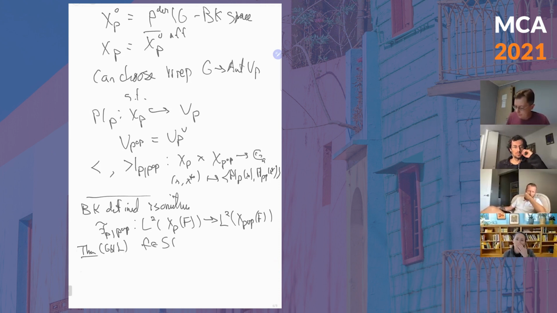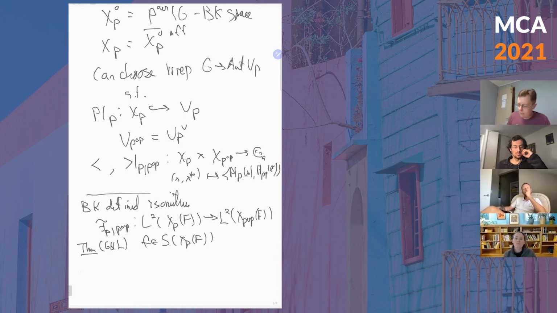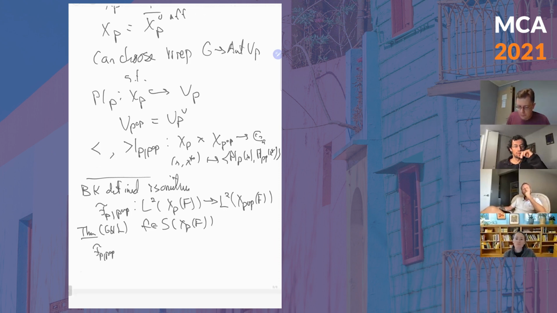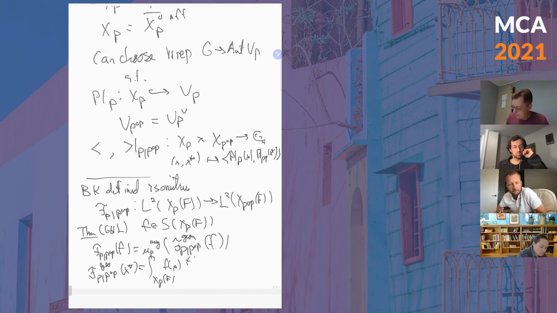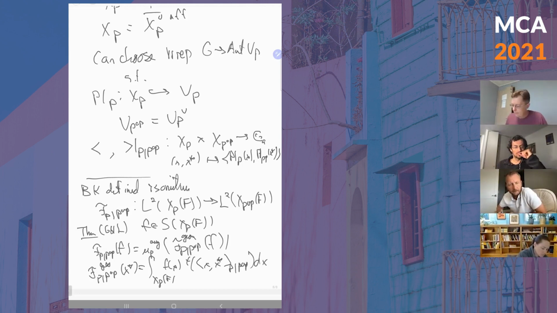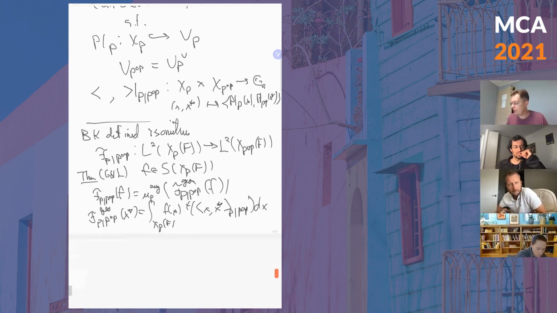If I take something in the Schwartz space, then the Fourier transform has the form: there's some augmentation operator and some geometric Fourier transform, where the geometric Fourier transform has the nice form that I mentioned. So it's X star. It's just the integral over XP of F of Fx psi of X star P of dx. All right. So it's exactly as we had before. We have integration against this pairing.